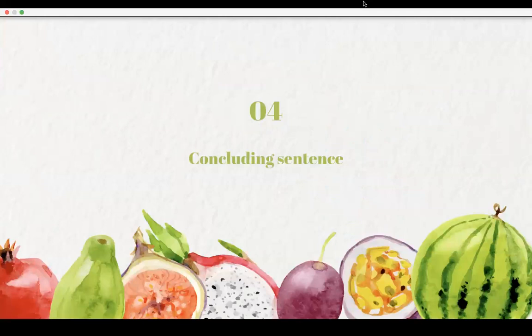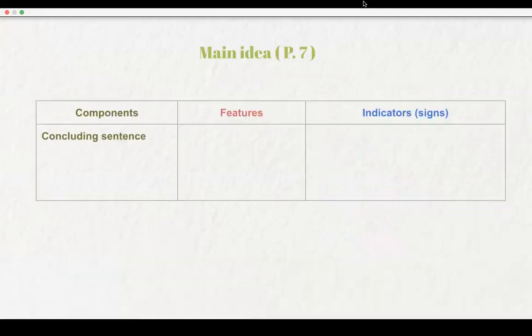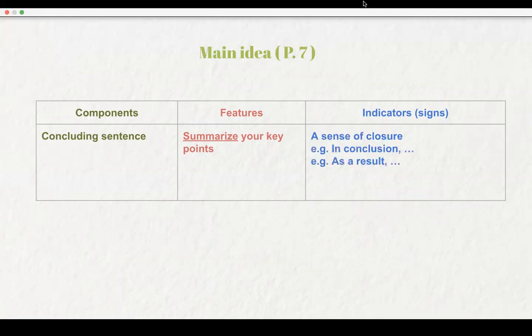Moving on, let's talk about concluding sentence. Concluding sentences usually summarize your key points. Now, what we're looking for in a concluding sentence is a sense of closure. For example, in conclusion, as a result, you want to tell your readers that, hey, this is the end of my paragraph.